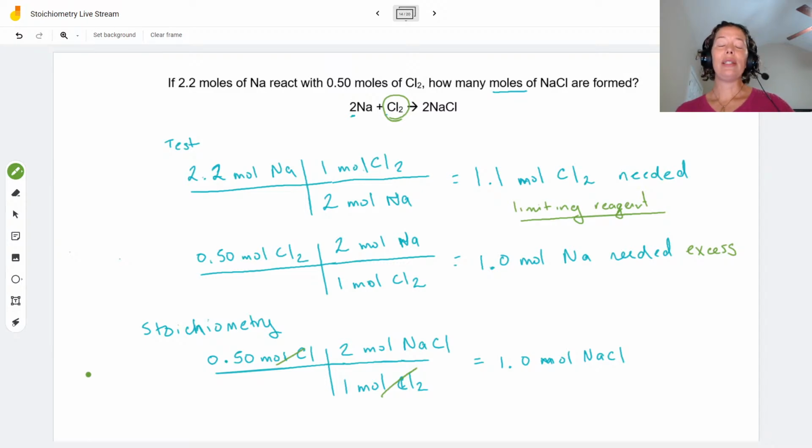Okay, so limiting reagents, I know, tend to throw people for a loop, so let me make sure that there are no questions. And, well, we probably won't do it in this live stream, but you can use ideal gas law with limiting reactants too. And let's move on to our next limiting reactant problem.